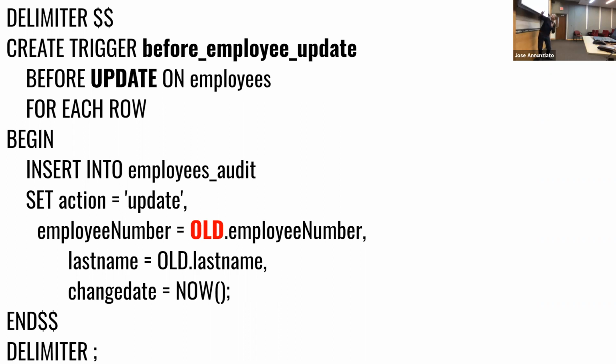That it's about to be updated, right? It hasn't been updated yet. And I can read values from that for what the record used to be. I can grab the employee number, I can grab the last name from there, I can get the change data, and now I've inserted into the audit table that this person has been updated. Maybe the salary went up, or whatever, right?